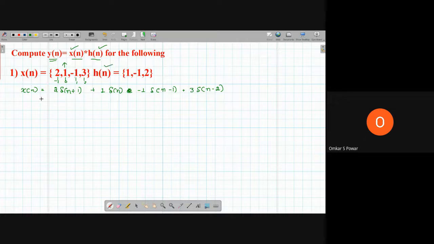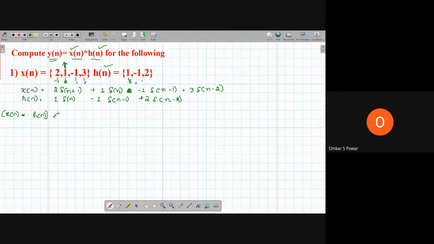Similarly, we can write h of n. H of n is equal to 1 del of n, because it starts at the origin here, like n is equal to 0, 1, 2. Here they have given the arrow mark, so this is at 0. Next, minus 1 del of n minus 1 plus 2 into del of n minus 2. Okay, now let's do the convolution. It's easy. x of n convolution h of n.